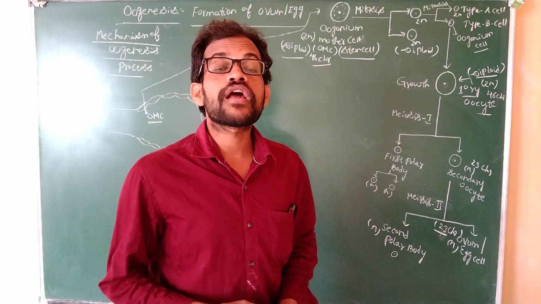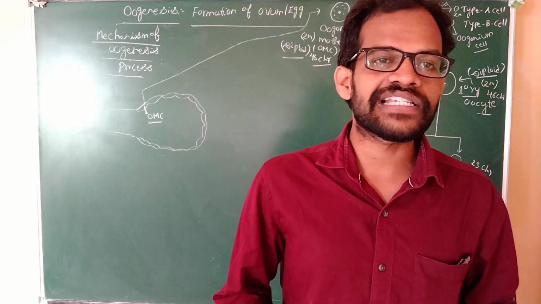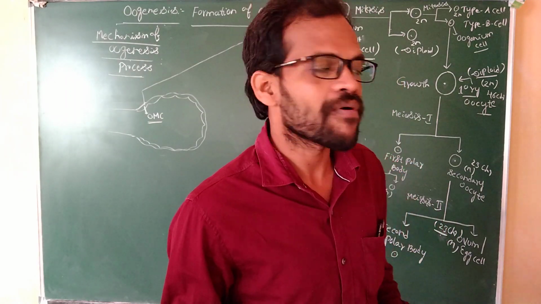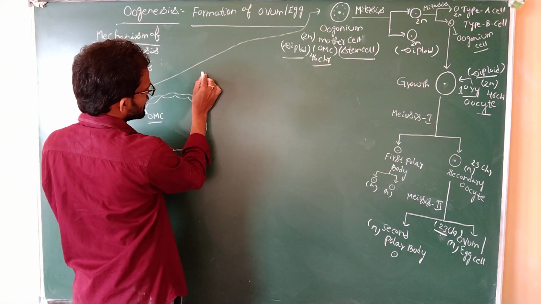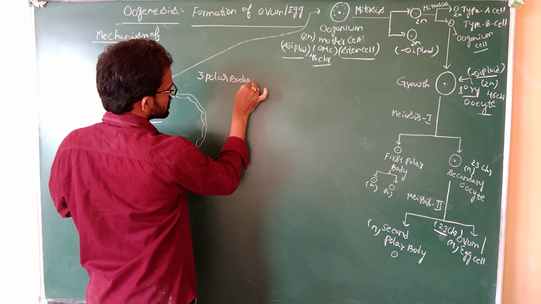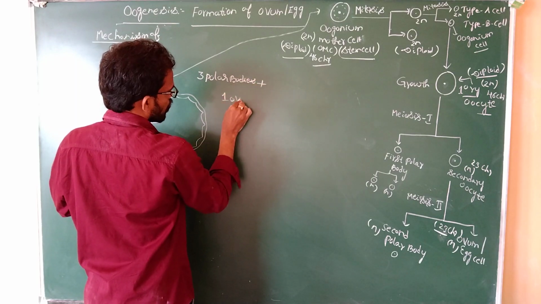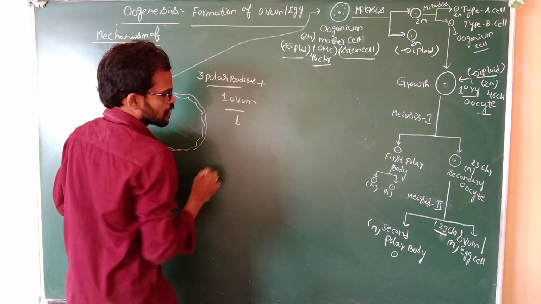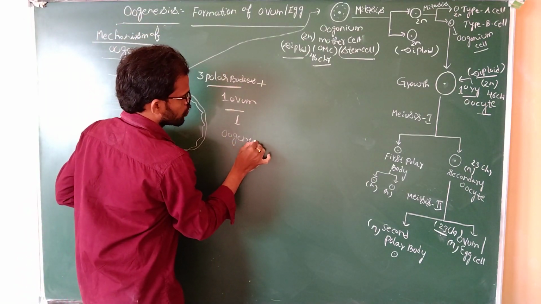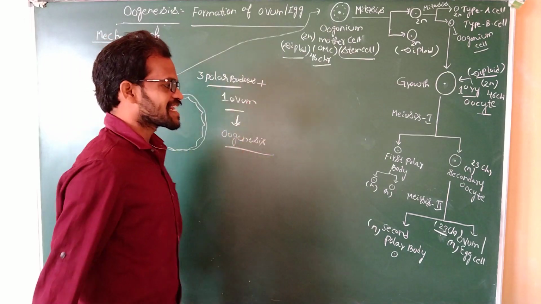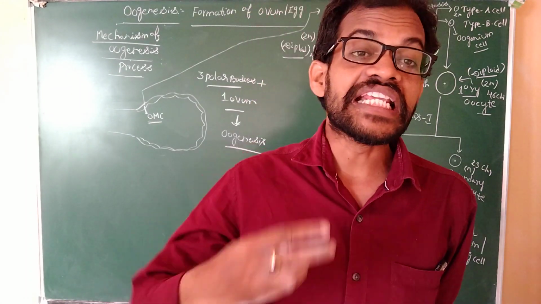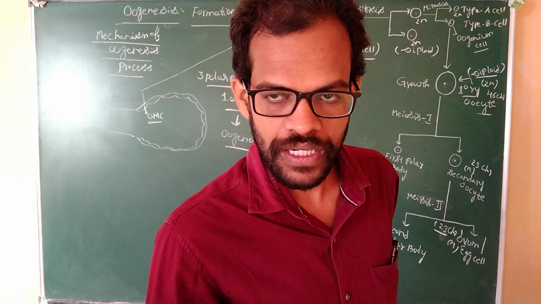How many polar bodies are produced at the end result of the oogenesis process? 3 polar bodies and 1 egg cell or ovum. 3 polar bodies plus 1 ovum is the end result of the oogenesis process. At the end of oogenesis, 3 polar bodies are formed and 1 egg cell is formed.